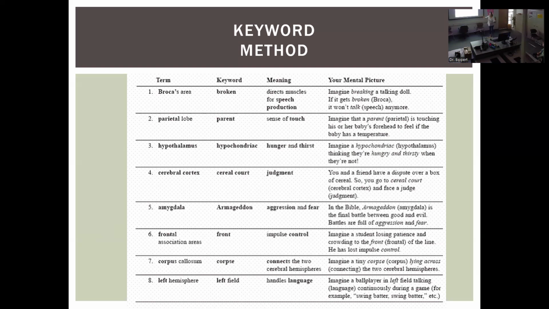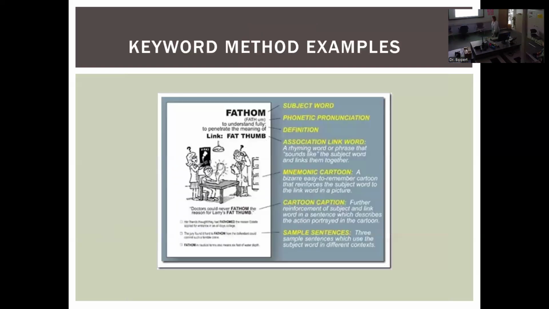Now, I'm not going to go into all of these, but one year, I got really into this with my 7th graders. And every now and then, I think on Fridays, we would play around with some of this. I had a book that was full of these different keyword examples. This is the word fathom, and the keyword is fat thumb. So fathom means to understand fully, to penetrate the meaning of. So doctors could never fathom the reason for Larry's fat thumb.